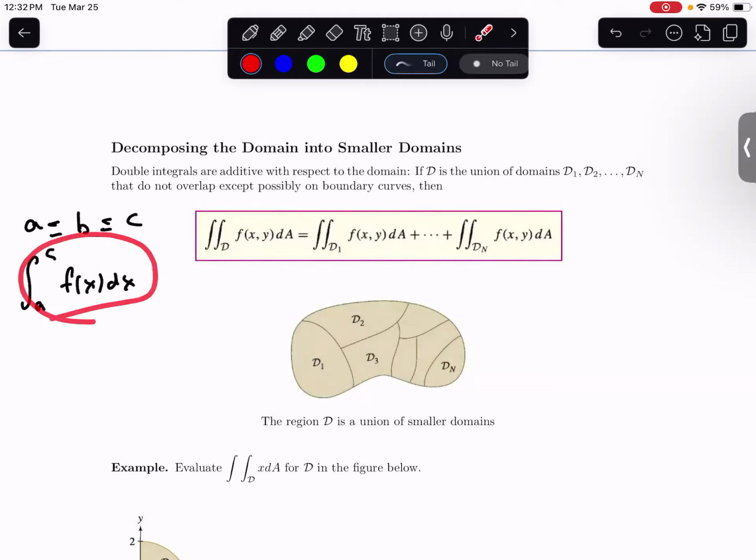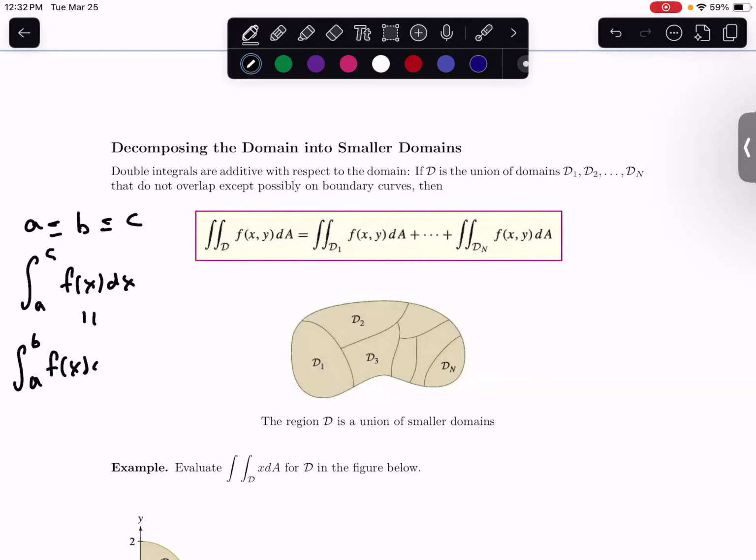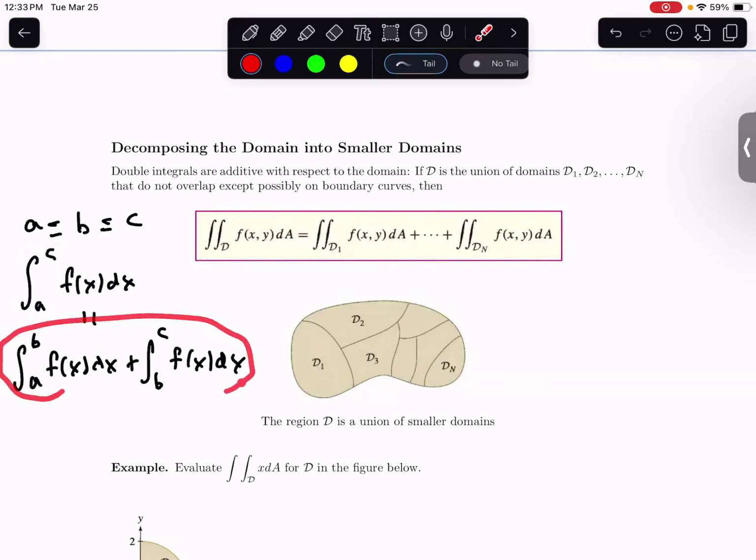this integral into 2 smaller integrals by using the fact that we have a number b that's between a and c, right? So you can rewrite this integral as the integral from a to b of f of x dx plus the integral from b to c of f of x dx. So we took an integral over a larger interval, the one from a to c, and we were able to rewrite it as the sum of 2 integrals over smaller regions. These 2 things are the exact same. And so we're going to be doing the exact same thing, except for double integrals now, right?